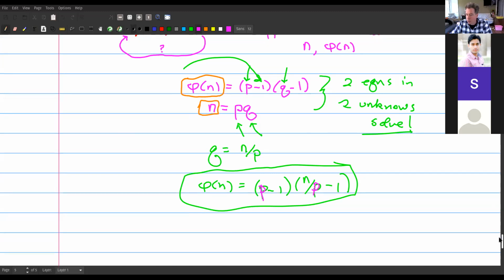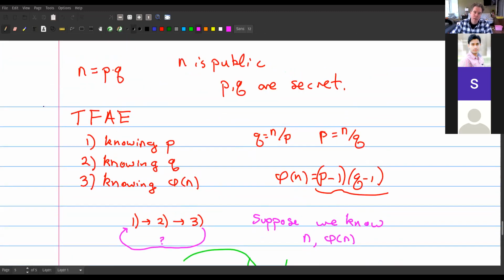So anyway, the message is that these things are equivalently secret in cryptography: knowing P, knowing Q, and knowing phi of n. That's a good place to stop. Anybody have any questions?